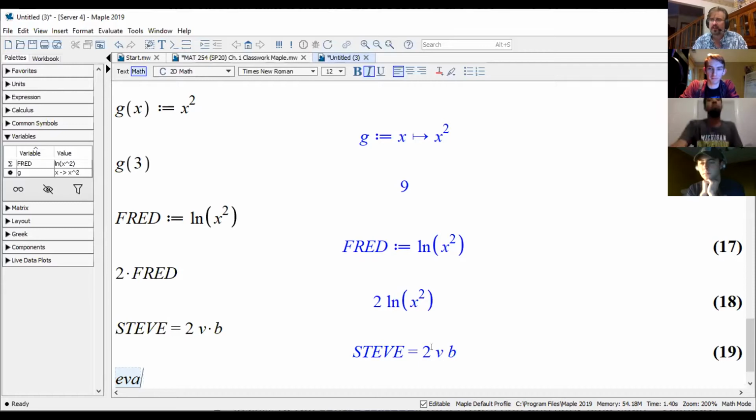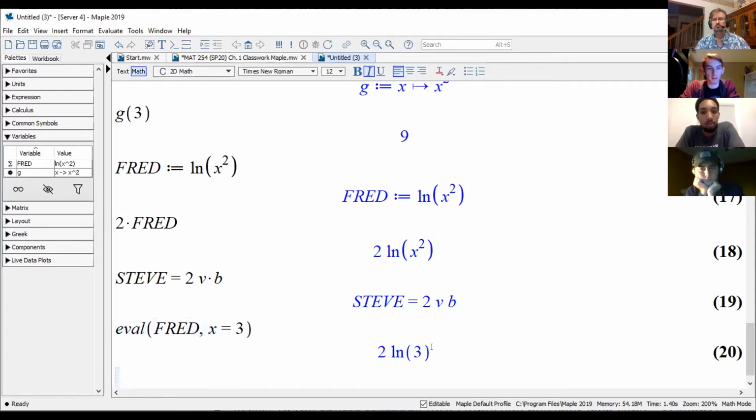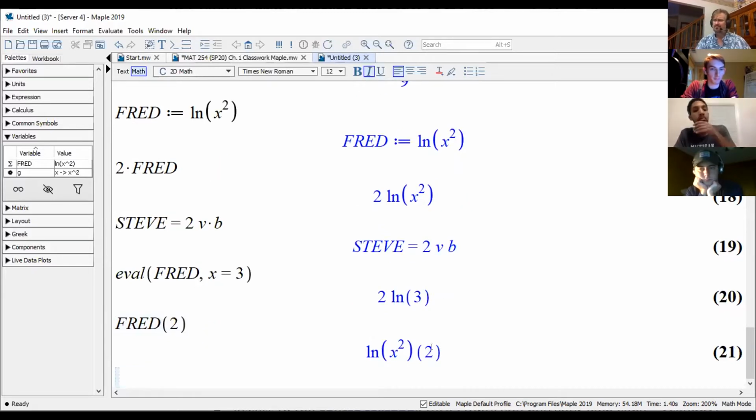How would we go about evaluating Fred? Oh, you could say eval Fred when x equals 3. And Maple says, cool. Is Fred of x an option? Or is that too many letters? That's a good question. I don't know. This is one of those things where I use it for certain things, and I don't know. Fred of 2. Let's see what it does. Hey, what do you know? That's weird. Oh, it says 2 times. Can we name it Fred of x like we did g of x? Oh, yeah. If you named it Fred of x, I think it should work.